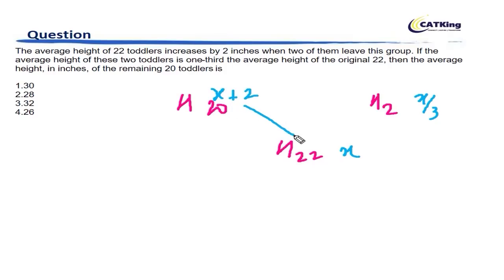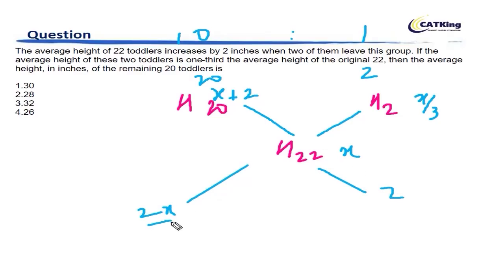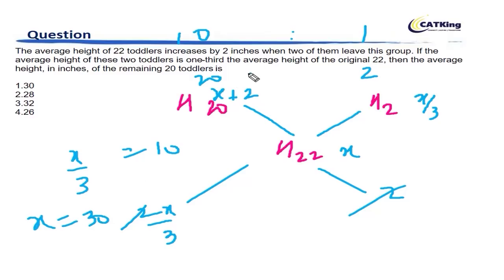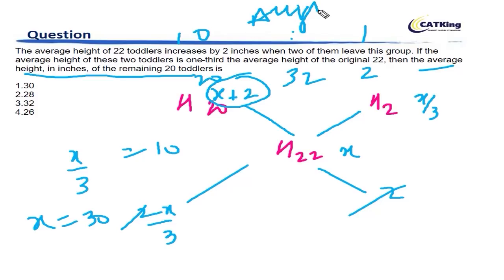Now you just have to use alligation, because you know that there are 20 people here and 2 people here. The ratio is 10:1. So if you use alligation here, you will realize that this is 2 and this is 2x by 3, right? So the ratio is x by 3 is equal to 10, so x is equal to 30, right? So x plus 2 is 32. We have to find out the average height of the remaining 20 toddlers. Again, a very beautiful question. You can use the concept of alligation to solve such a question. I hope this is clear to you. The answer here is 32.